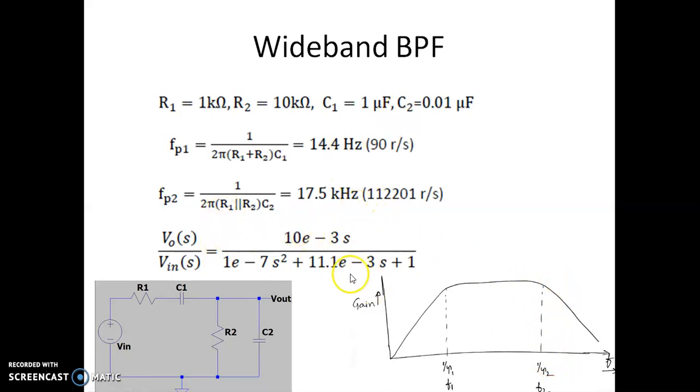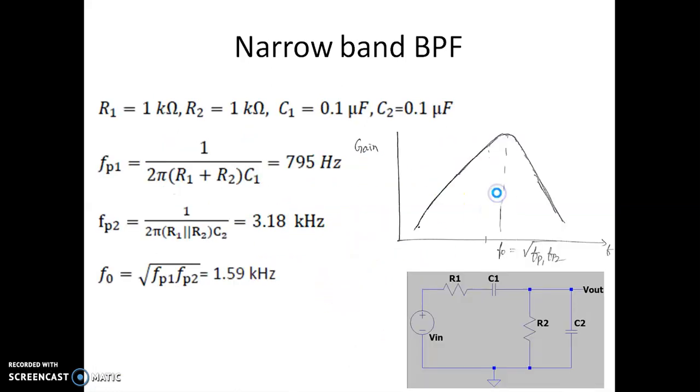So this is how the wideband band pass filter has been realized. This has sufficient bandwidth. If you use the values of R1, R2, C1, C2, we are going to have a huge bandwidth, almost 17 kilohertz. But usually for many communication applications, we want to have a narrow bandwidth. So let us see how we get a frequency response which is narrow here.